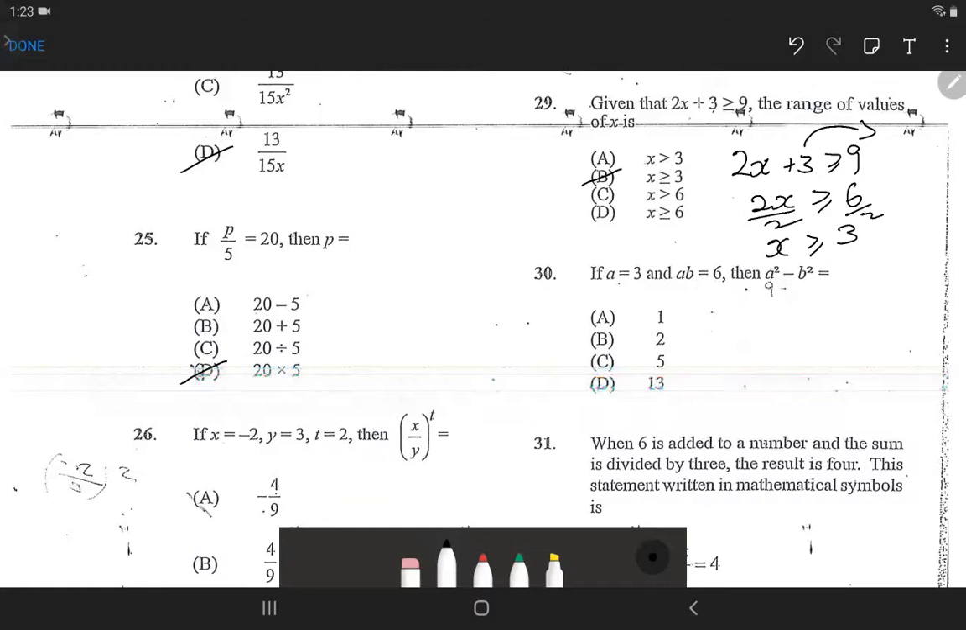If A is equal to 3, and AB is equal to 6, then A squared minus B squared is equal to, well, sorry, A is 3, AB is 6, so B has to be 2, right? Because if we substitute A in here, we can divide by 3. So that means 3 squared, which is 9, minus 2 squared, which is 4. So that's 9 minus 4 is equal to 5. That's C.